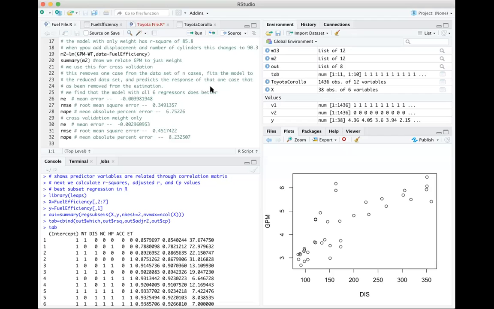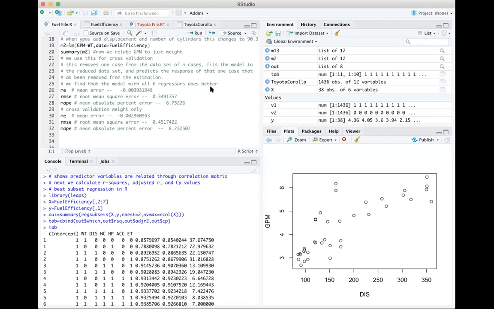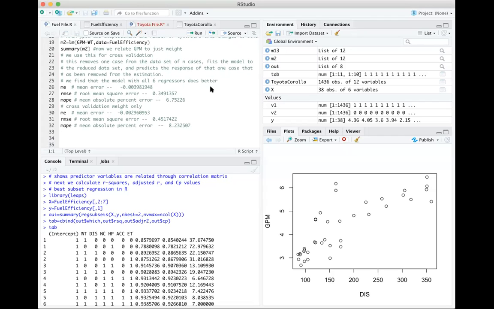Now we check the linear model of GPM versus weight. Now we relate GPM to just weight. We use this for cross-validation. This removes one case from the dataset of n cases, fits the model to the reduced dataset, and then predicts the response of that one case that has been removed from the estimation. We find that the model with all 6 regressors does better.